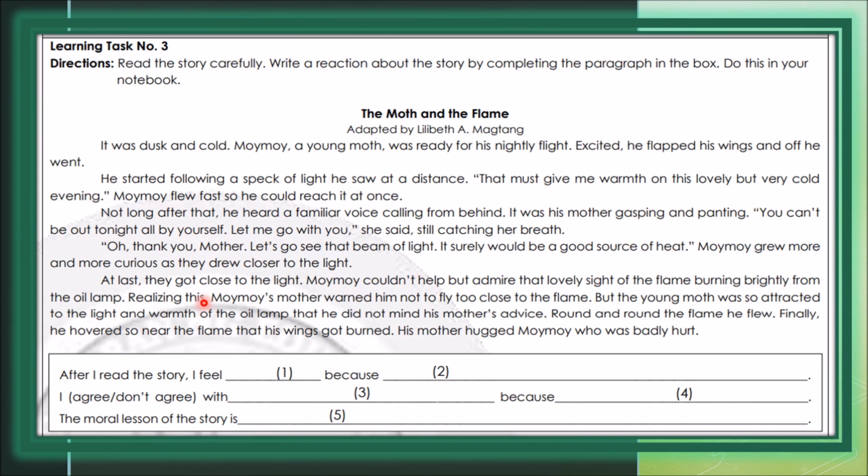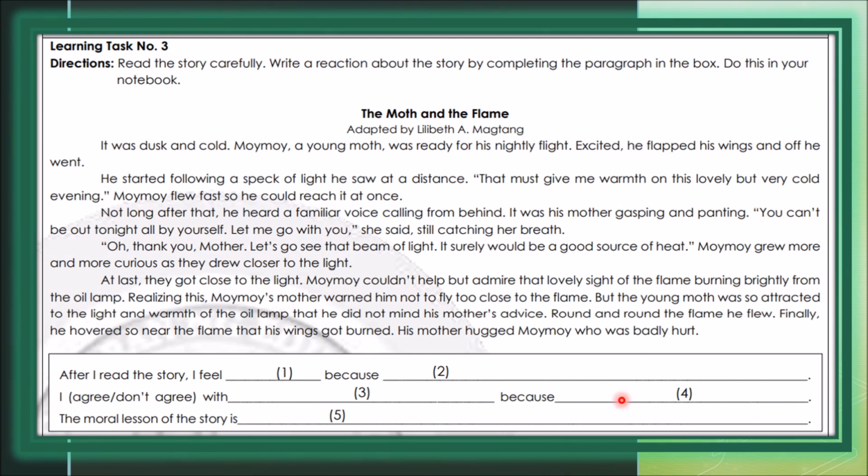Realizing this, Moy Moy's mother warned him not to fly too close to the flame. But the young moth was so attracted to the light and warmth of the oil lamp that he did not mind his mother's advice. Round and round the flame he flew. Finally, he hovered so near the flame that his wings got burned. His mother hugged Moy Moy, who was badly hurt.